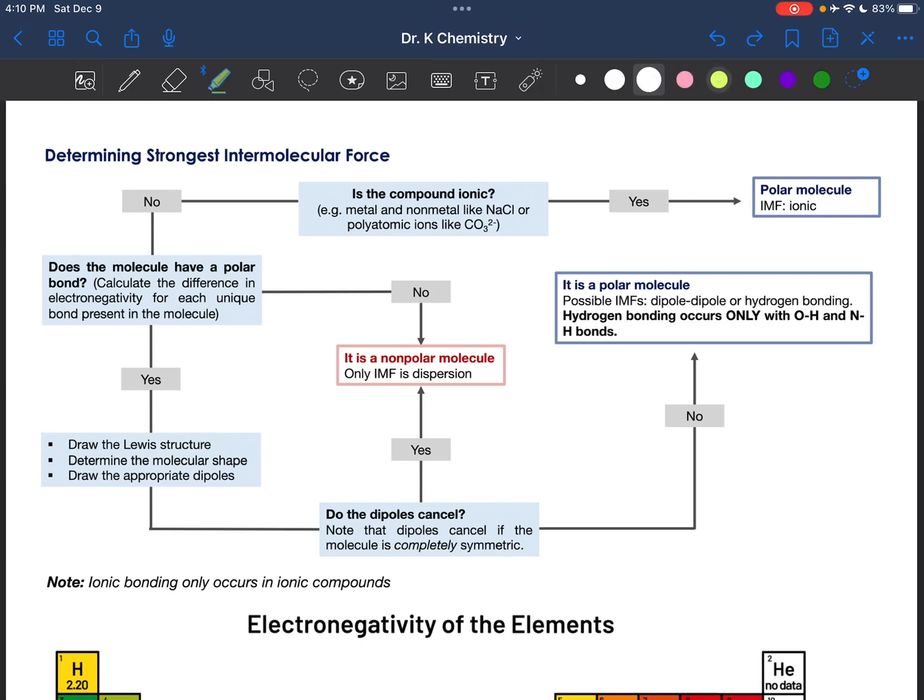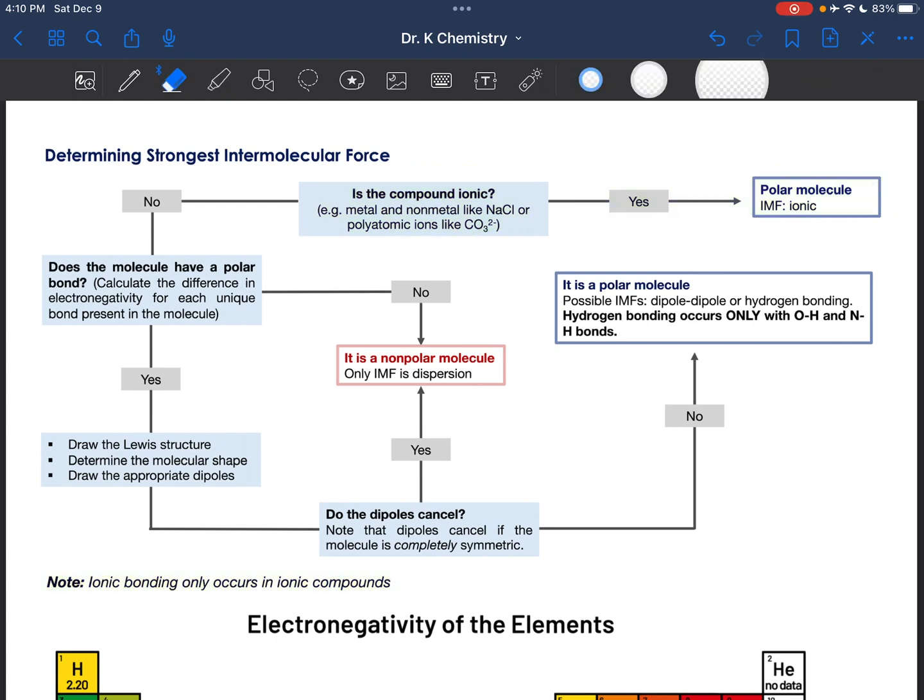The first question when we're encountering a molecular formula that we will ask ourselves is, is the compound ionic? And if it is, the strongest intermolecular force it has is ionic. You don't have to think about it any further than that. You don't have to do any of the subsequent steps, because if it's an ionic compound, it has ionic bonding. And note that ionic bonding only occurs in ionic compounds, so you cannot have ionic bonding if you have a covalent compound.